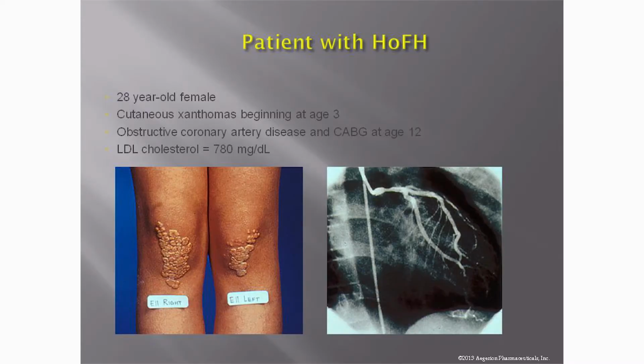Next slide demonstrates a patient with HoFH. And this is pretty disturbing when you look at this image, because this is a 28-year-old woman. She has cutaneous xanthomas that had started at the age of 3, and she has obstructive coronary disease, and if you look at the image on the right, she has left main disease, and she had a bypass at the age of 12. Her LDL cholesterol was 780.